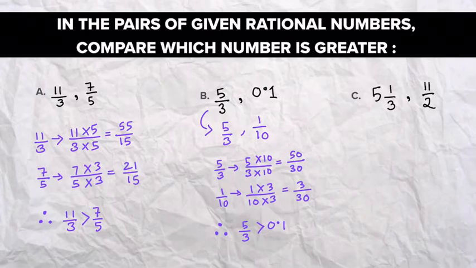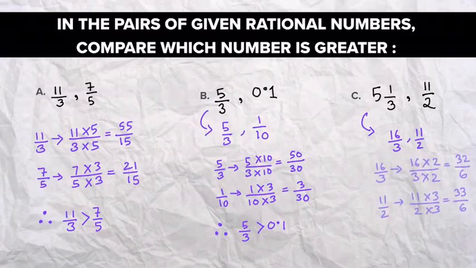Next question. So here the mixed fraction becomes 16 by 3. If you do not know how to convert mixed fraction to normal fraction, please go back to the first lesson of this chapter. Okay, and the second number is a normal fraction, 11 by 12. So you can compare both the rational numbers now. Okay, so it will look like this.